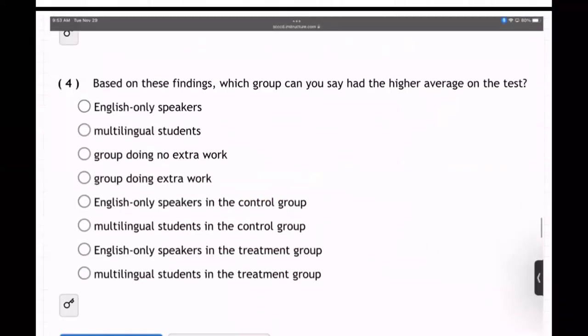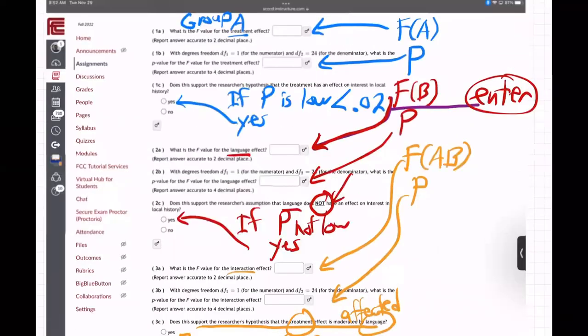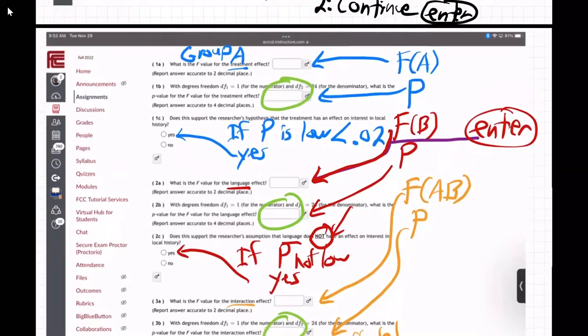All right, then the final thing here, number 4, is, based on these findings, what group can you say had the higher average on the test? So we have a lot of options: English only, multi-language, group, no extra work, group extra work, English in the control, and so on. How do you know? Well, it's all about which p-values are low. You just simply look for which p-values are low. So go back here to this and look right here.